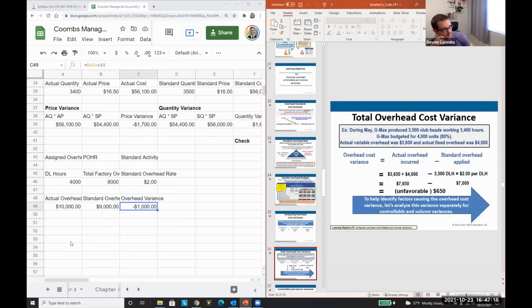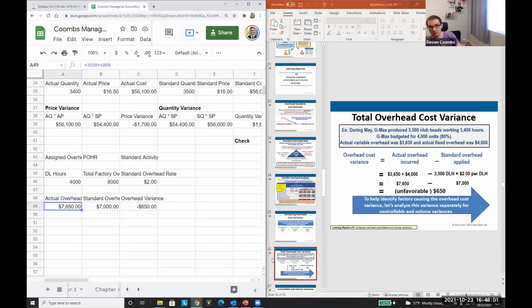So here they're saying, as another example, GMAX produced 3,500 club heads working 3,400 hours. Same example we're carrying forward. We budgeted 4,000 units. Our actual variable overhead was 3,650, and our fixed overhead was 4,000. So what's our actual overhead incurred? 3,650 plus 4,000. That's 7,650. What's our standard overhead applied? Well, we have the 3,500 club heads times the overhead rate. So here we have a negative $650 variance. It's unfavorable variance because we spent more than we expected.